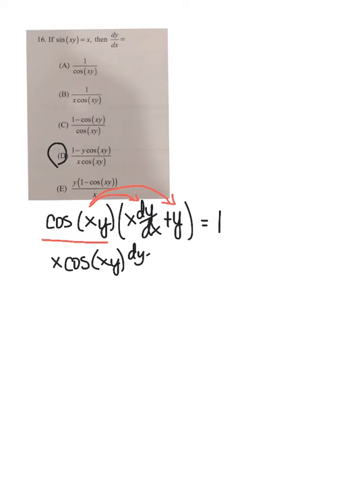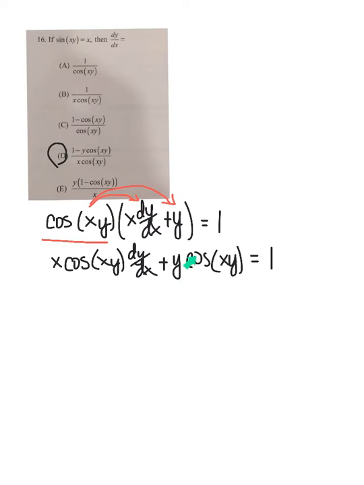dy dx plus y times the cosine of xy. And that equals 1. All right, so the goal, remember, whenever we're doing implicit differentiation, and in this case they're asking for dy dx, so we want to find dy dx, so I want to get anything that has the dy dx on one side of the equal sign.